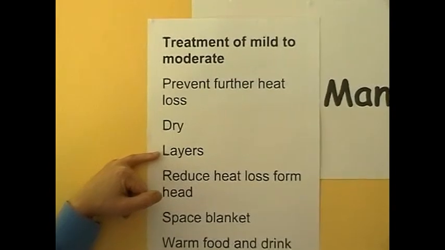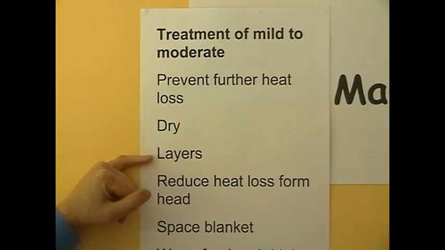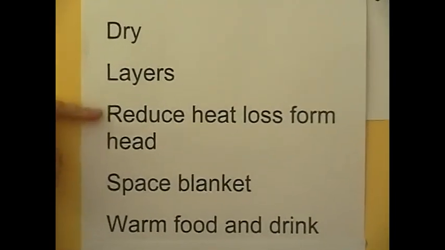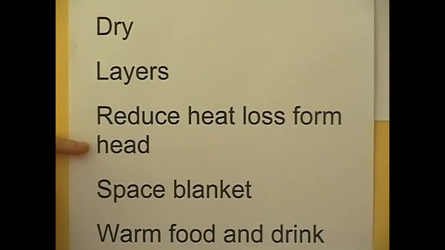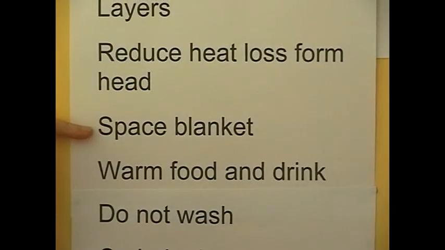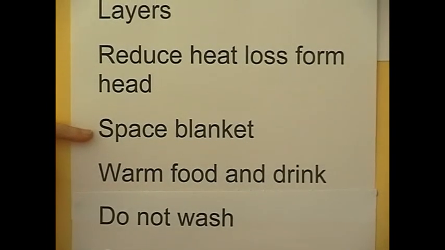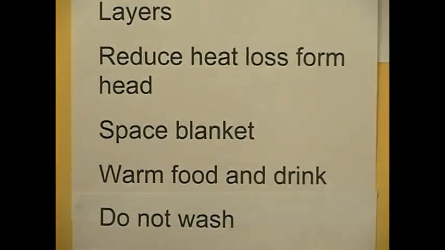Several layers of clothing to trap air, which of course is a good insulator. We also want to reduce heat loss from the head, because the head is very vascular and a lot of heat can be lost from there. So think about wearing hats and things like that. Space blankets are these shiny blankets. They're quite good for reducing the amount of heat that's lost through radiation, but not particularly good for preventing heat loss from conduction. So you use them in combination with other blankets.